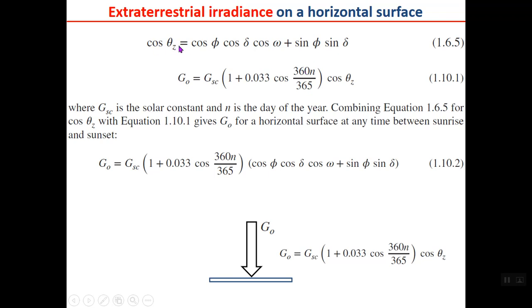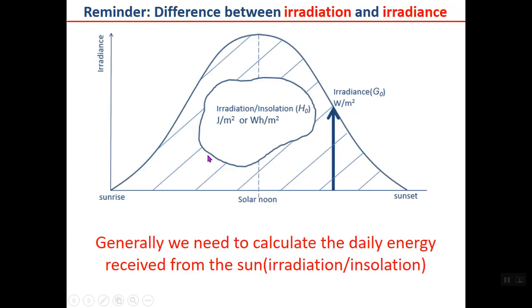And if you substitute the value of cosine of theta z here, then you will have this equation 110.2, by which you can calculate at any day of the year, at any location which is defined by phi, and at any time of the day which is defined by omega, the solar radiation or irradiance actually outside the atmosphere, which is extraterrestrial, on a horizontal surface. But please note that it is the extraterrestrial irradiance, okay?